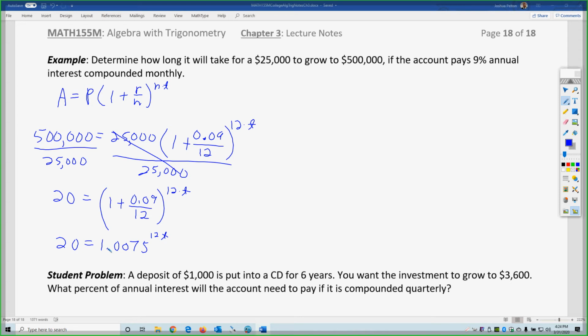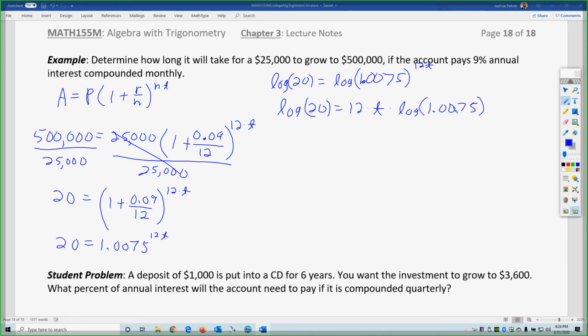So at this point, pick any log that you want. I'll just pick regular old common log. We'll do common log to both sides. So common log of 20 equals the common log of 1.0075 to the 12t, so I can bring the 12t down now. So it's log of 20 equals 12 times t times the log of 1.0075.